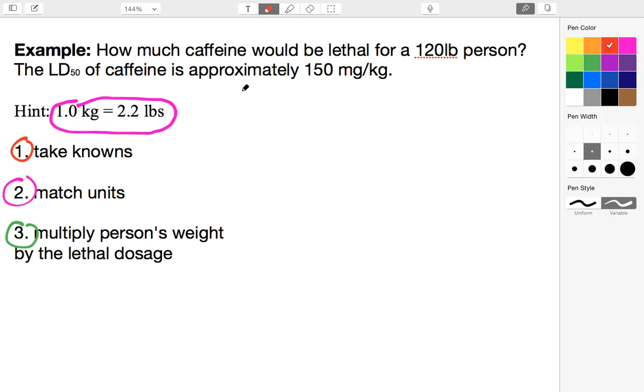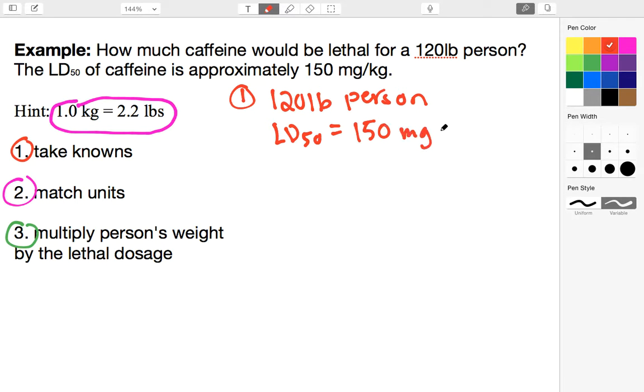Let's write out everything I know first. I know that I have a 120 pound person, and I know that the LD50 of caffeine is 150 milligrams per kilogram. This kilogram represents the weight of the person or thing that's taking in the poison. Something you should notice right away is that pounds and kilograms are not the same units. If they're not the same units, you need to change either this to pounds or the pounds to kilograms. In this case, it's much easier to change the pounds to kilograms. Plus, we're doing science, so you want to change everything to metric units anyway.